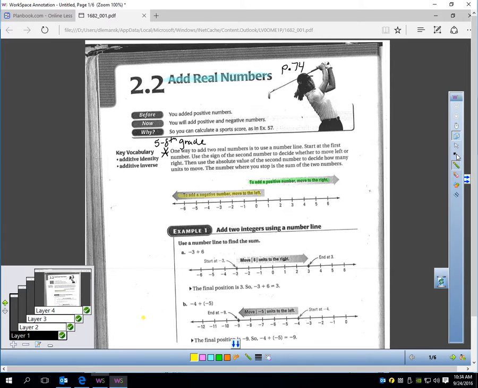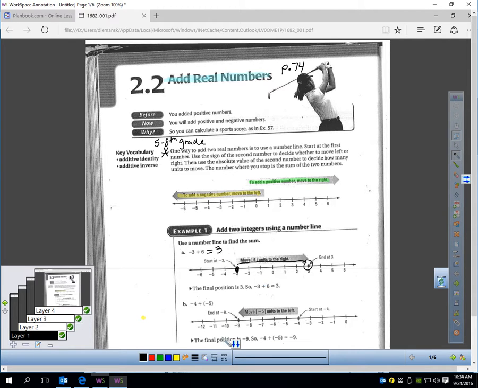Here would be a couple simple examples. Look at -3 plus 6. If you start at -3 and then you move 6 units to the right, you end at 3. That means the answer to this problem would be +3.